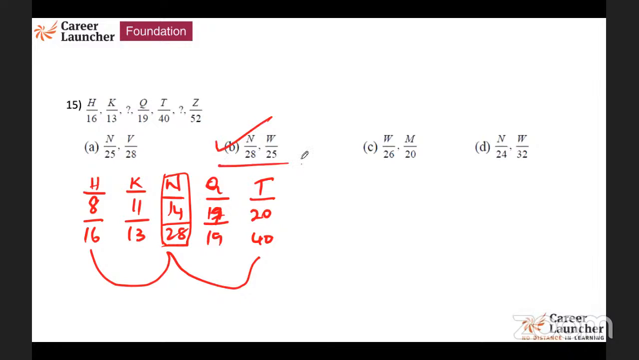Exactly, Nivedita. If you don't have this chart, you will take ages to solve this question. Because see, H to K, there are 2 numbers. Then K to N, there will be 3 numbers. N to O, there will be 2 numbers. Q to T, there will be 3 numbers. All 2, 2, 2, 2 will get done. You will get the answer much, much faster.